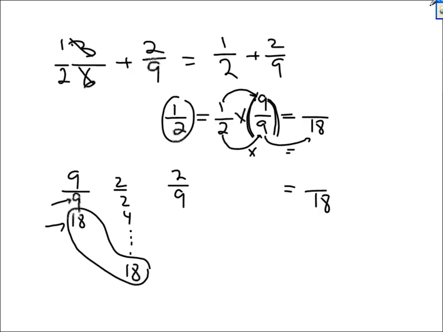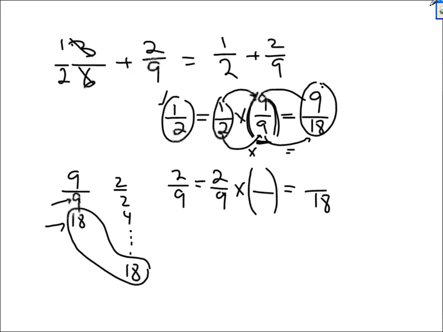1 times 9, that's going to be the new numerator. 9 over 18. A half is 9 over 18. 9 over 18 equals a half. Of course it does. I took a half and I multiplied it by 1. On one hand, it still equals a half. On the other hand, it's 9 over 18. Okay, 2 over 9 is surely equal to itself times 1. Never be afraid to multiply by 1.